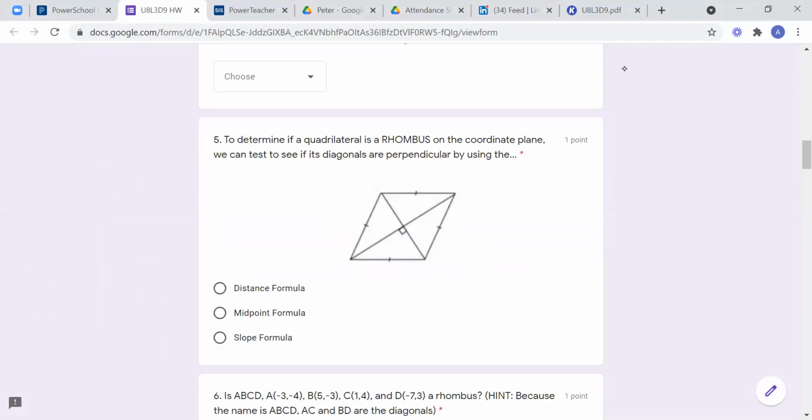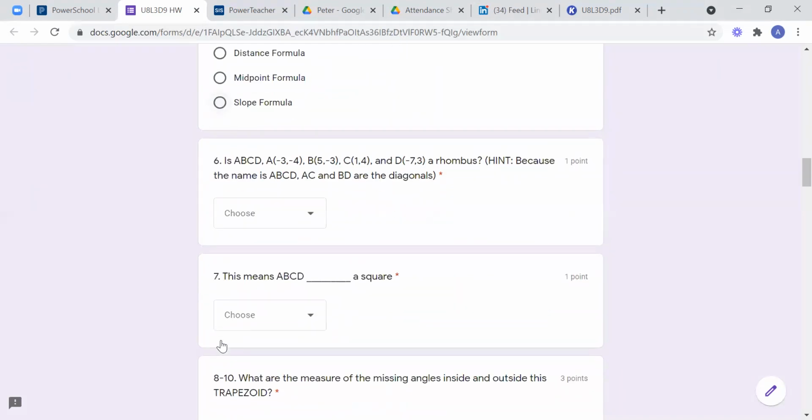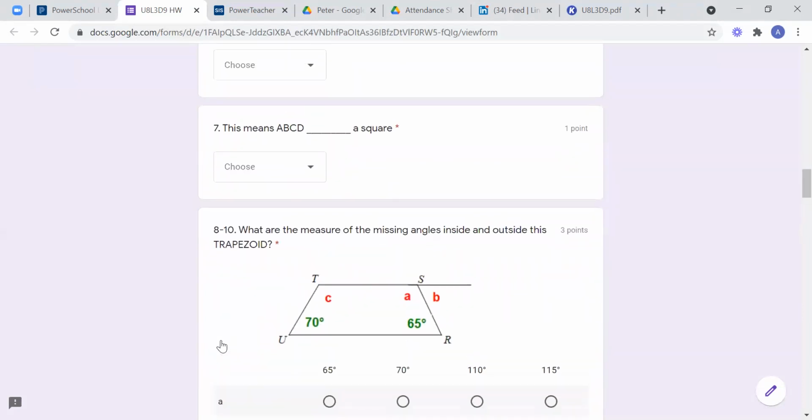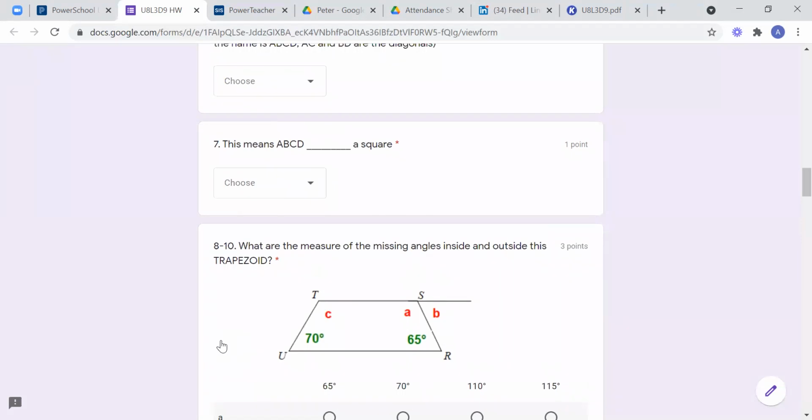And to find if it's a rhombus, what do you need to do? Slope. Look at the slope. If the product of the slopes is -1, then it's a rhombus. Here it is the same thing because it's the same shape, with diagonals AC and BD. This means it's a square, yes.